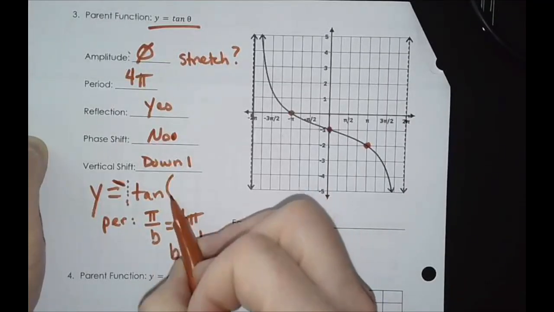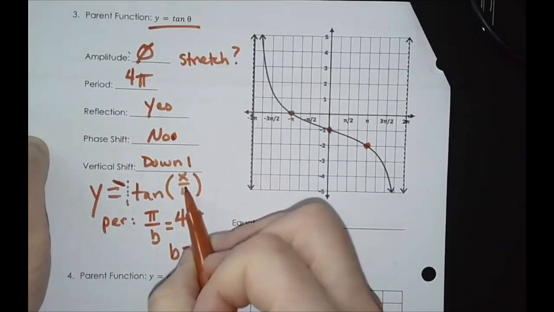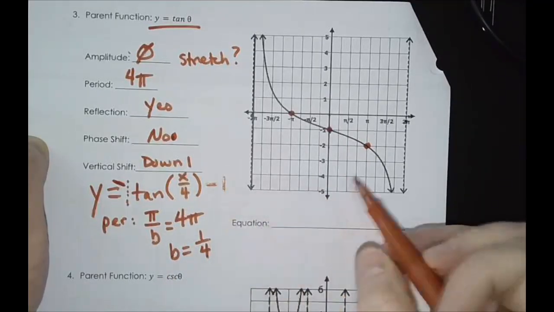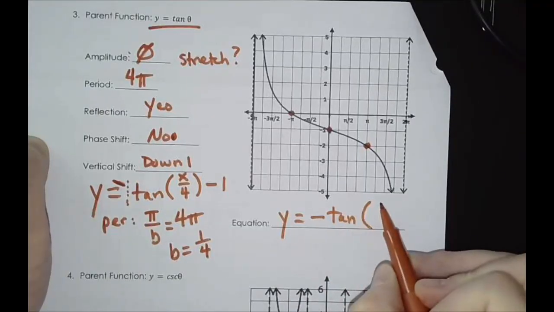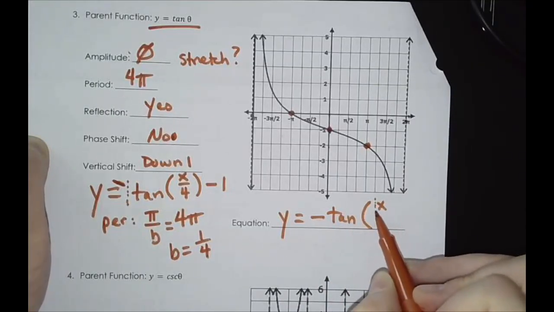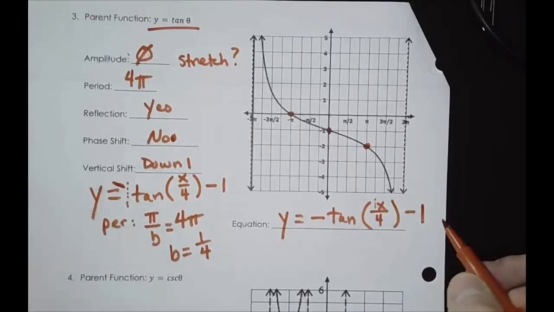So it would look like what? X over 4, and then we got y equals negative tan. The 1/4 is looking like this, like a little invisible 1/4. Close it, and then minus 1.